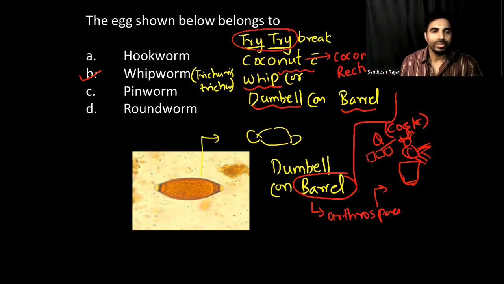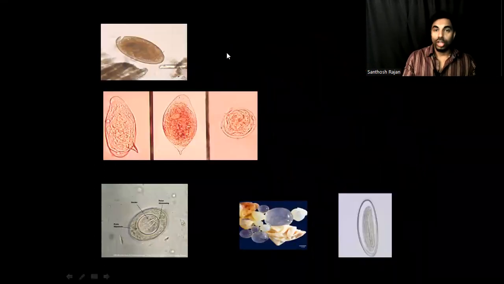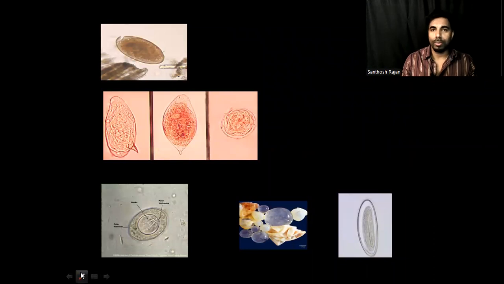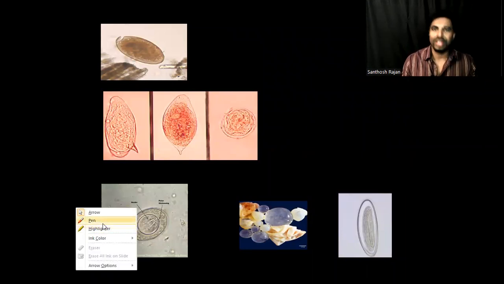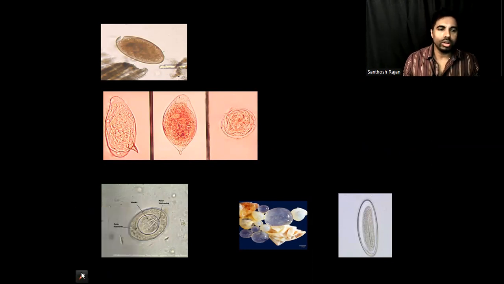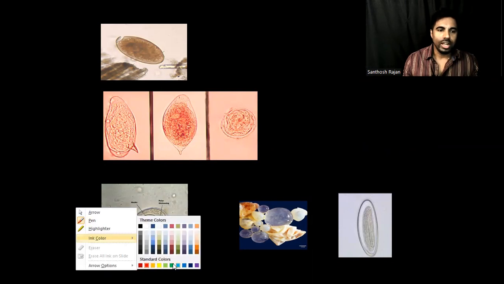Now, next one. Now look at this. So you have to know about the eggs. Eggs are very, very important. All the eggs' features are very important because questions will be asked giving the eggs only. So you should know all these eggs. What are the important things? Let us see now.